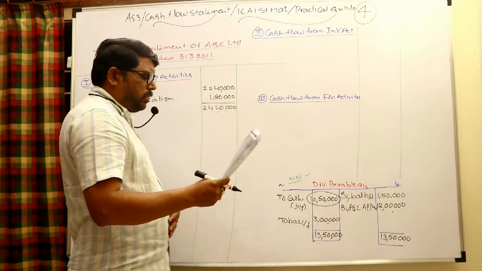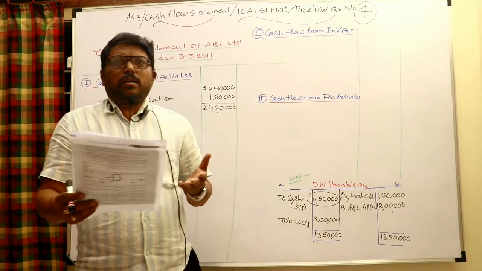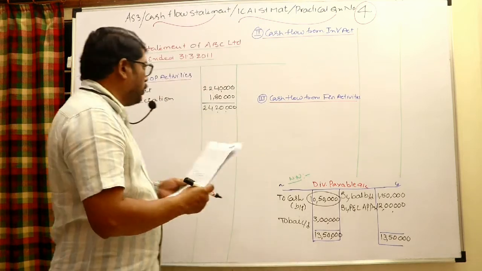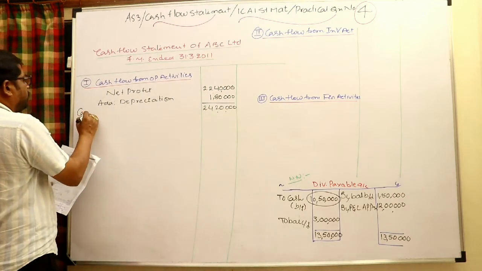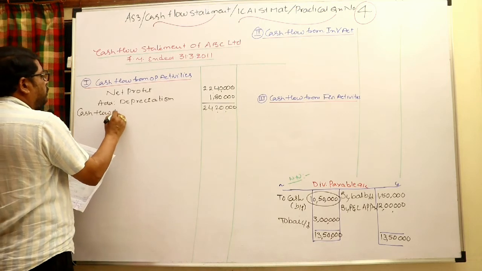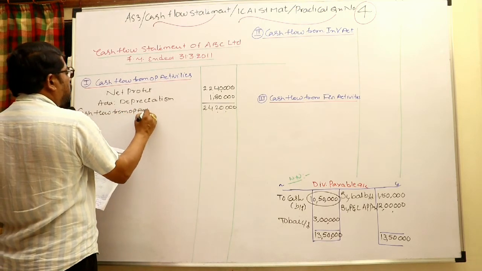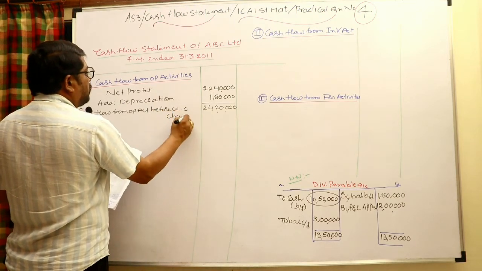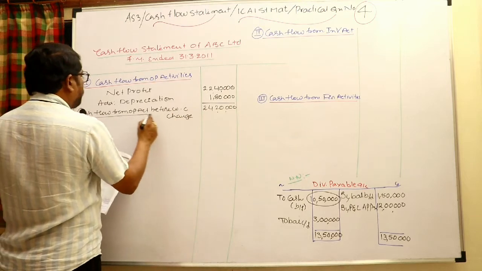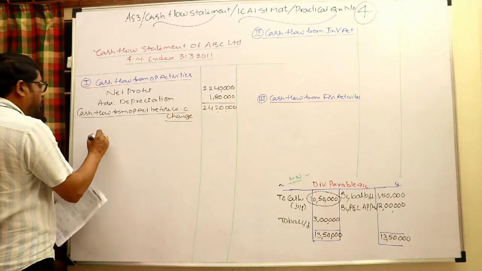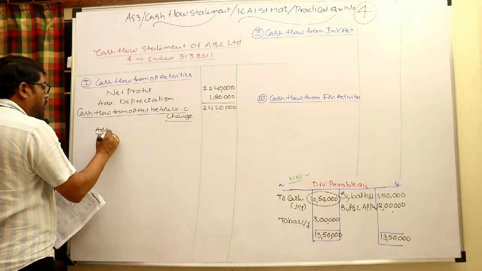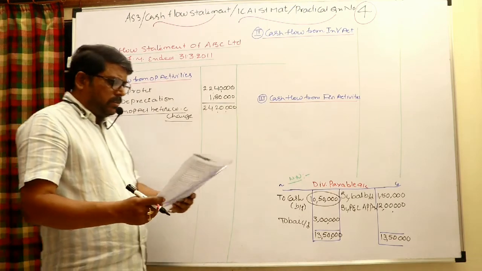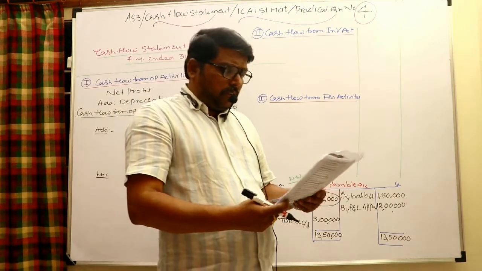24 lakhs 20,000. There are no other non-operating items and non-cash items to adjust here. So this is what we can say is cash flow from operating activities before working capital change. And you can say here the sum of the items to be added, the sum of the items to be deducted, and the change in working capital effect. I will check it one by one here.